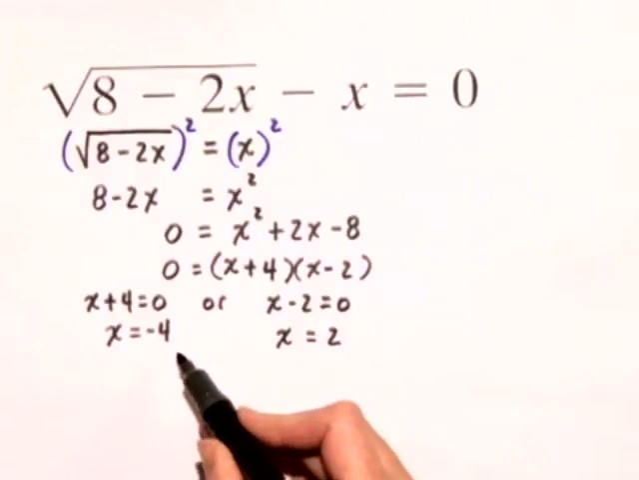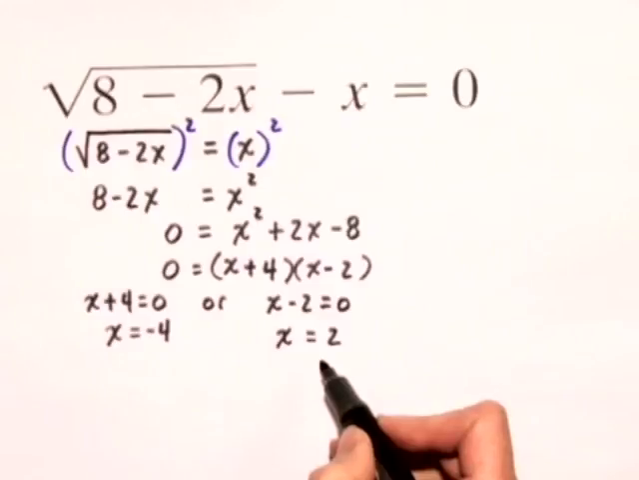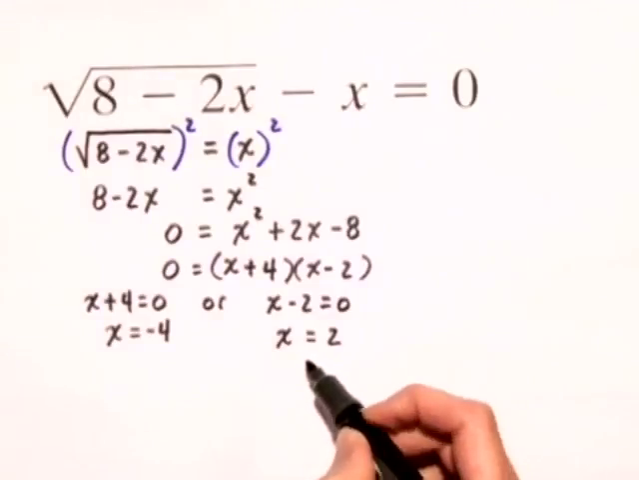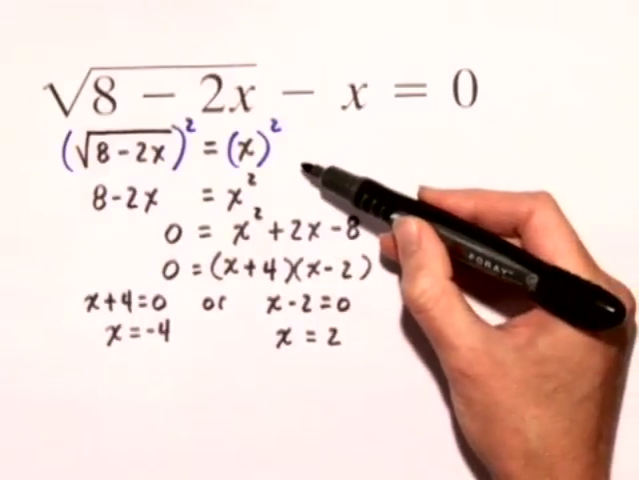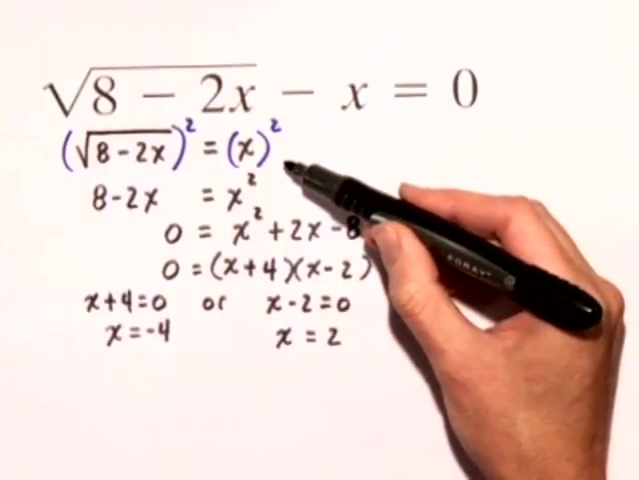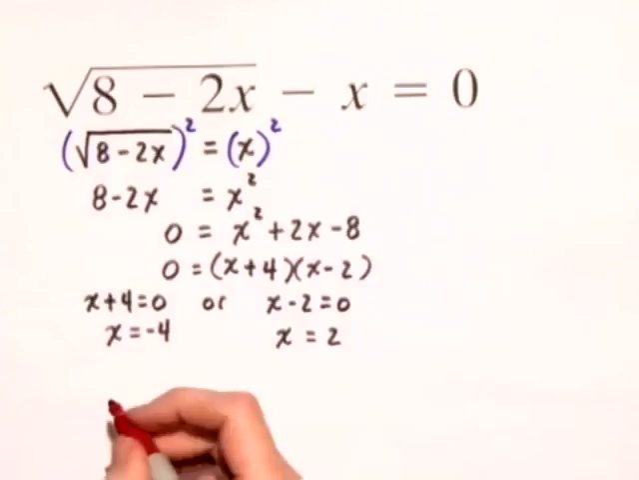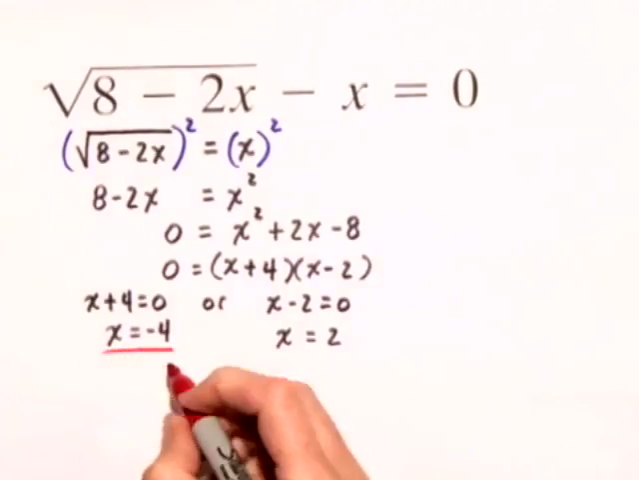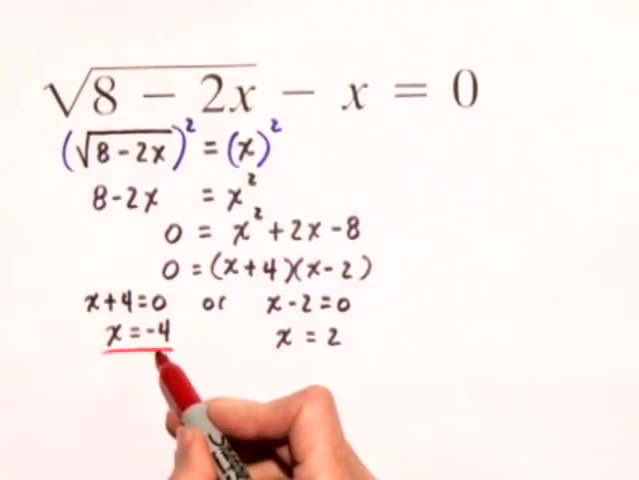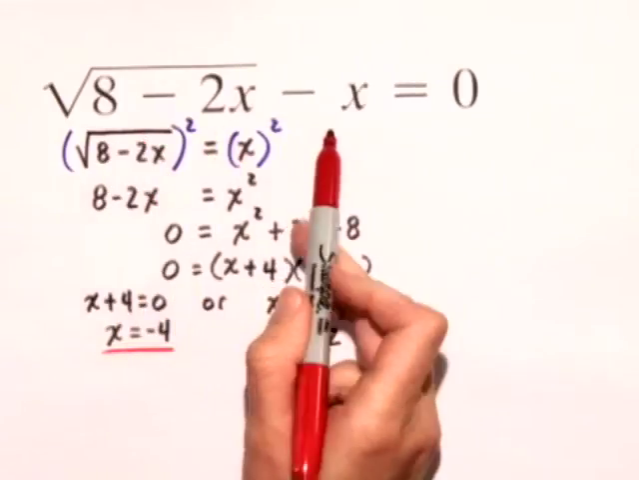Now remember, these are both potential solutions. I need to check both solutions in the original equation because it's possible to get an extraneous solution when you raise both sides of an equation to an even power. So anytime you raise both sides of an equation to an even power, you need to check your solutions. First, let's check x is equal to negative 4, and we'll substitute that into our original equation.